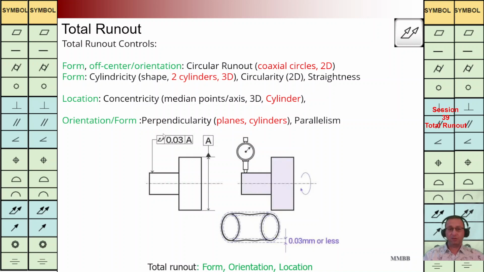We are going to cover the concentricity, because in concentricity we are going to find the median points with respect to that axis, and we are going to have a 3D cylinder and all midpoints should be in that interval. By using total runout, we are going to control concentricity as well. Somehow we are going to control orientation, the same as perpendicularity and parallelism.